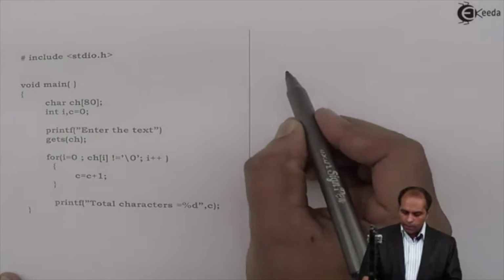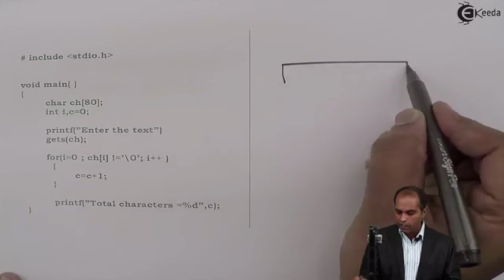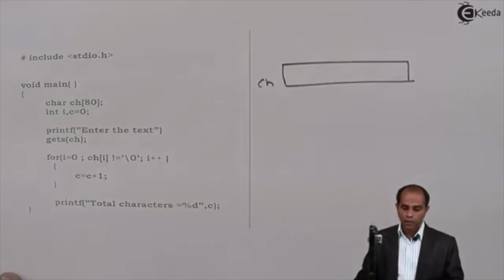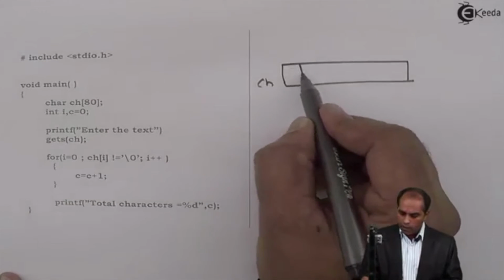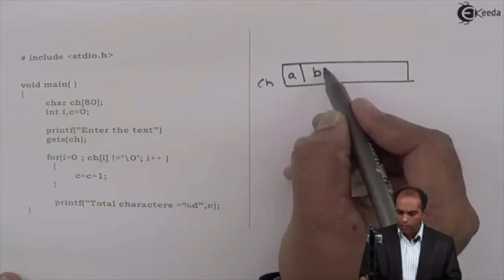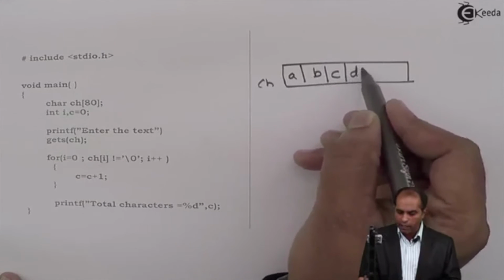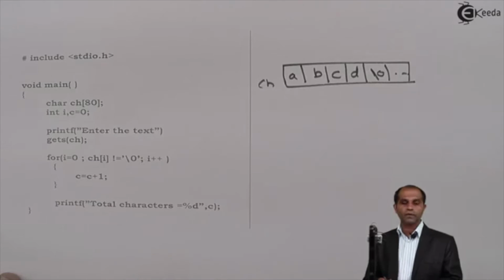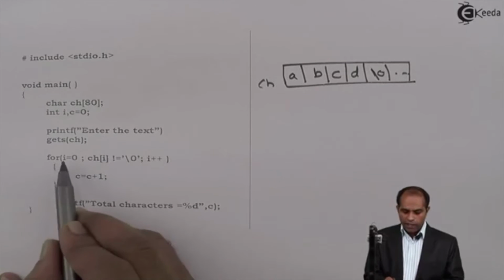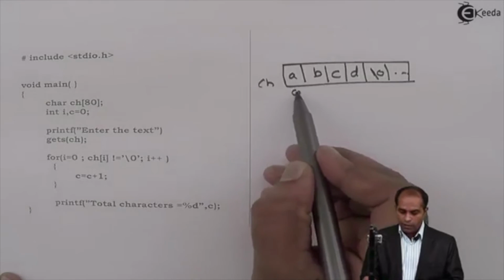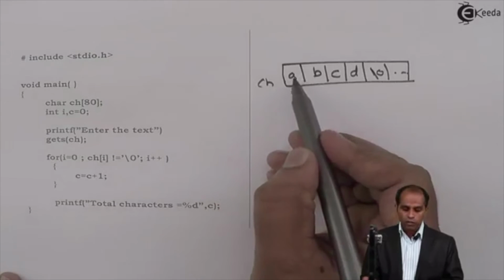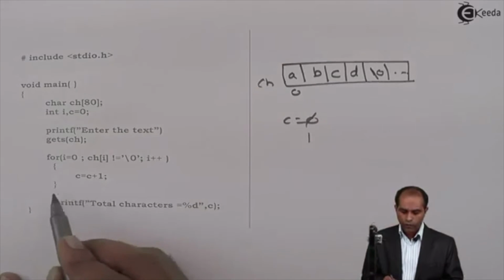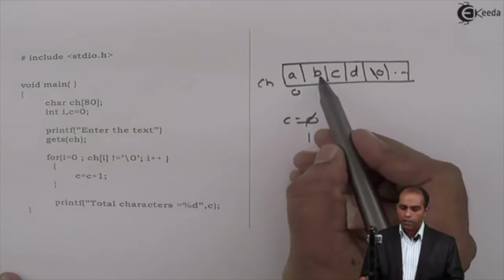So what I'll do is, suppose for example, I consider ch as a string, and I say A, B, C and D are stored, and then it is appended with the null character \0. The rest are all garbage values. What happens when i is 0? Is ch of 0 not equal to null? True. True in the sense, increase the value of c from 0 to 1. Go back, i becomes 1.